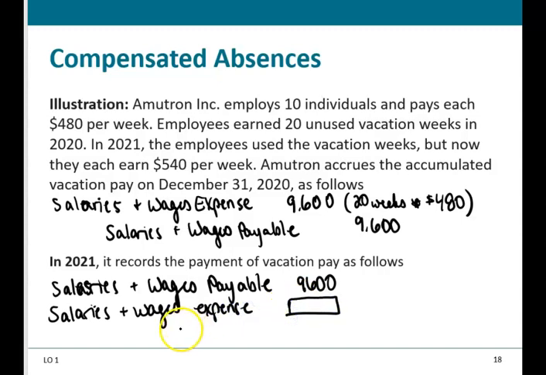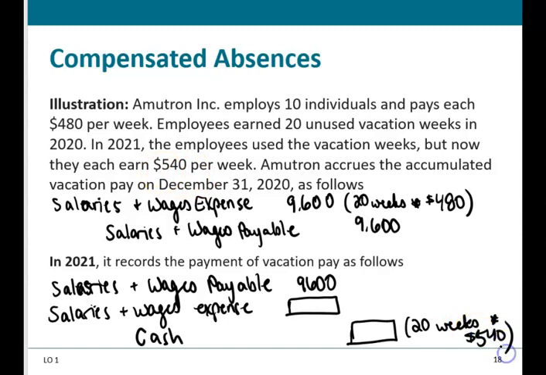Let's hold off on the amount of that expense, and let's take a look at how much we're actually going to pay out to our employees. What is this cash payment going to be? We're paying out our employees for 20 weeks that were used, and we're multiplying it not by the $480. That's the amount that they were paid when they earned the vacation time, but now they're making $540, so we need to multiply this by 540. So 20 weeks times $540 per week. The cash is a credit. We pay out $10,800, and then that difference goes to salaries and wages expense of $1,200.